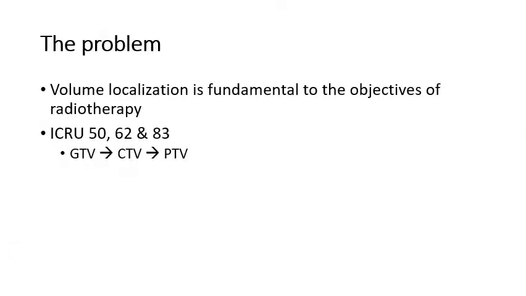Placing the radiotherapy beam at the correct location is one of the most important problems for radiotherapy. The ICRU 50, 62, and 83 guidelines established the concepts of GTV, CTV, and PTV. The GTV and CTV are determined by the disease, its stage, and how tumor cells naturally spread. It's a patient factor and cannot be changed before treatment.